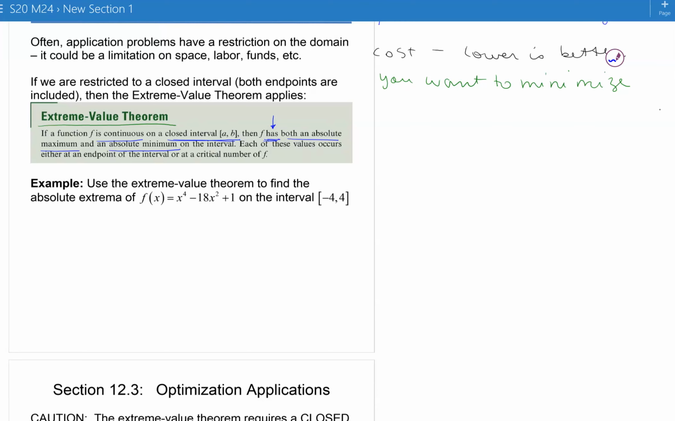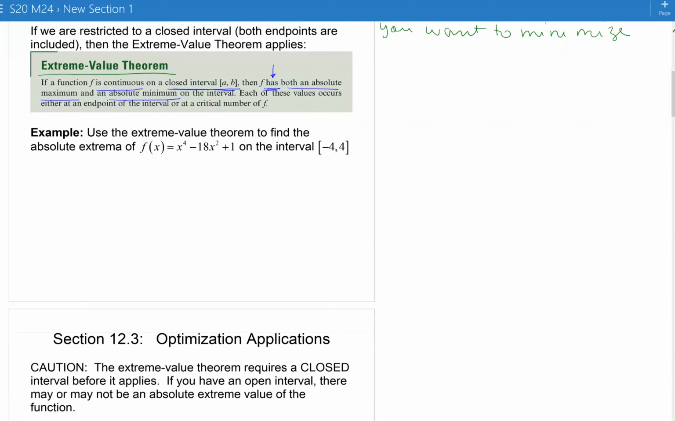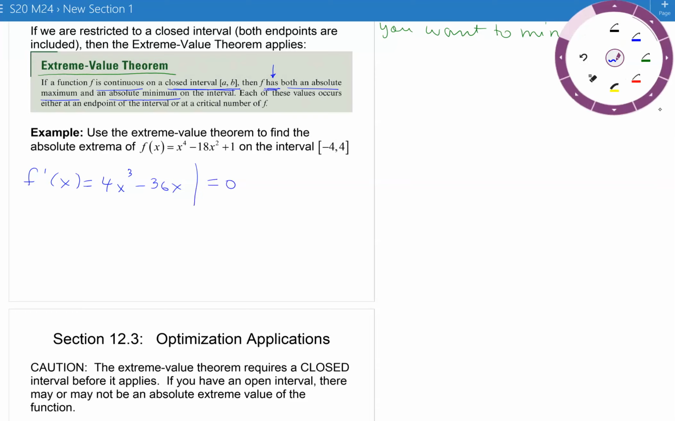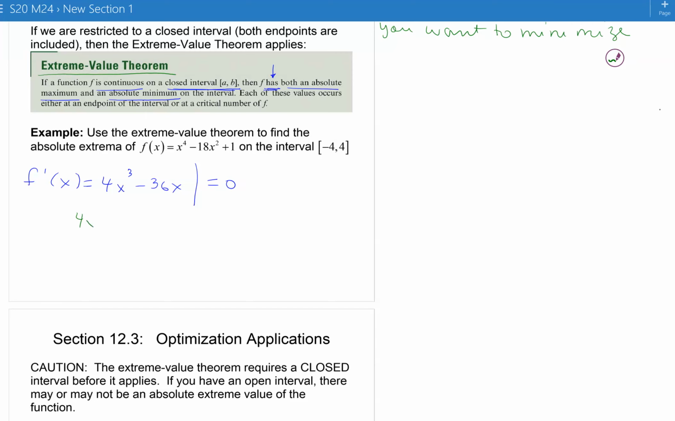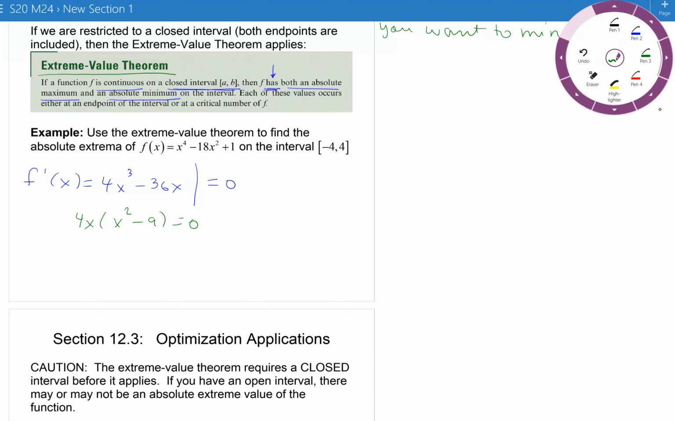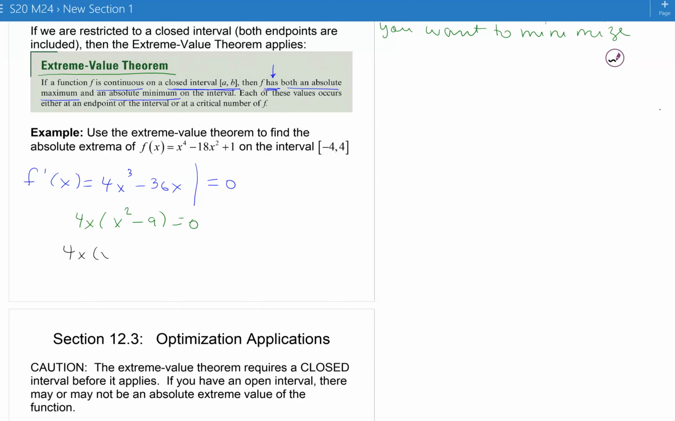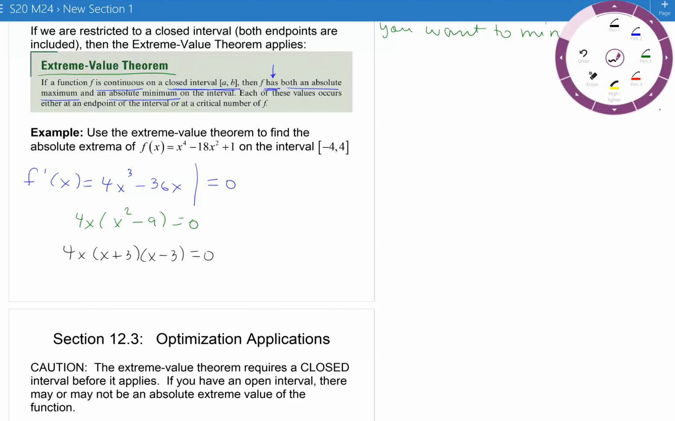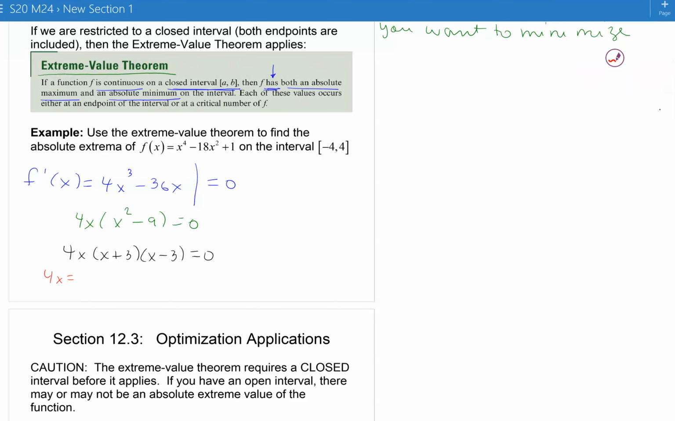So the procedure for answering this sort of question is to find the first derivative. So we'll have 4x cubed minus 36x. Set that equal to 0 to find any critical values. And I see a GCF of 4x, so I'm going to factor that out. And then I see that I can factor more, a difference of squares. So then I can use my zero product property and say either 4x is 0, x plus 3 is 0, or x minus 3 is 0.